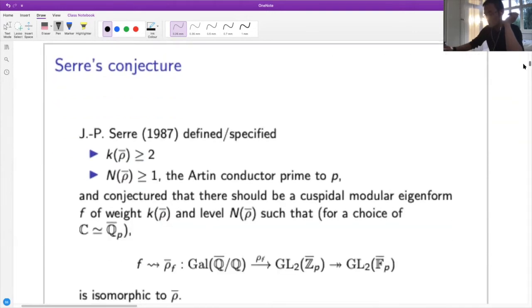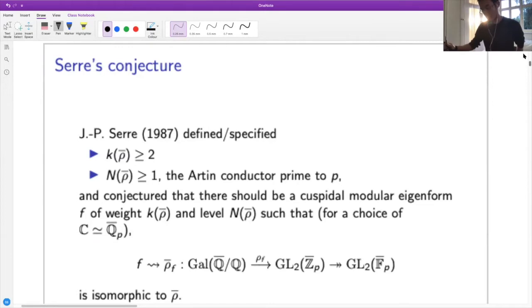Now, Serre's conjecture, originally formulated in 1987 in his Duke paper, says that one can define two invariants, k(rho bar) and N(rho bar), associated to the mod p representation rho bar. The first one, k(rho bar), is an integer greater than or equal to 2. The second is the Artin conductor prime to p, greater than or equal to 1. There's in fact a third invariant, the character, but I'm going to ignore that tacitly and just focus on these two for now.